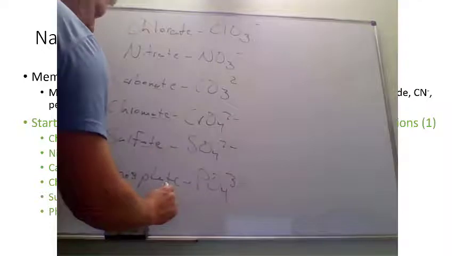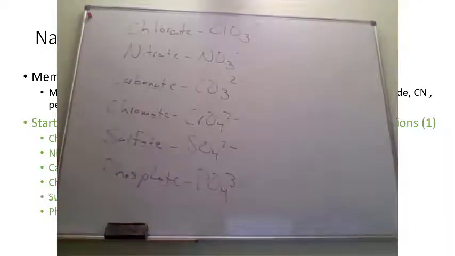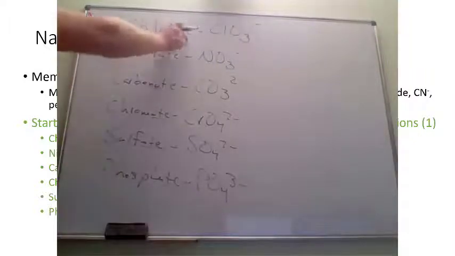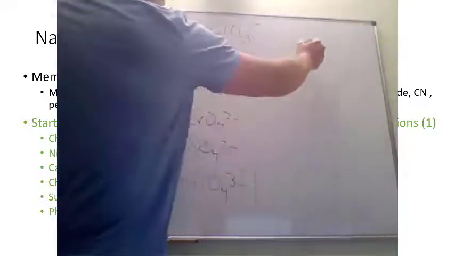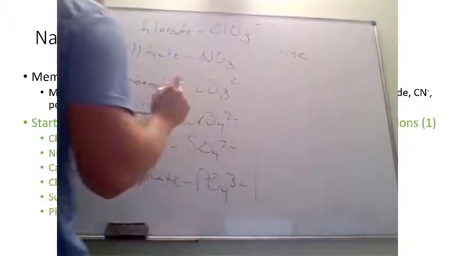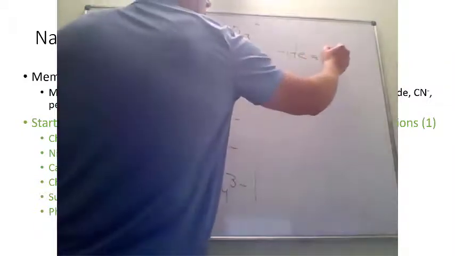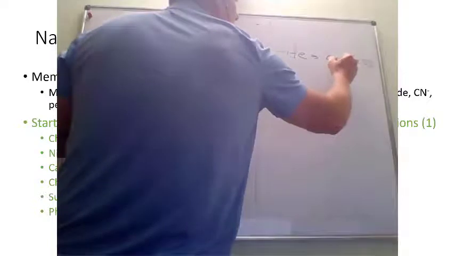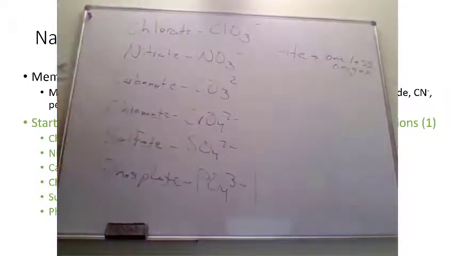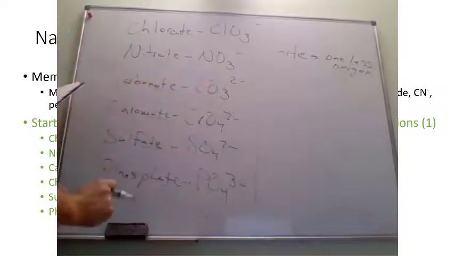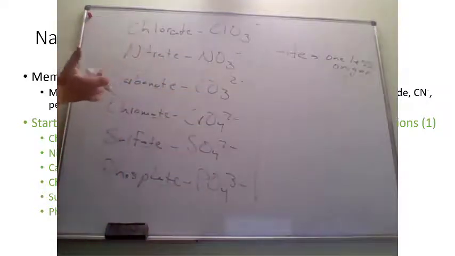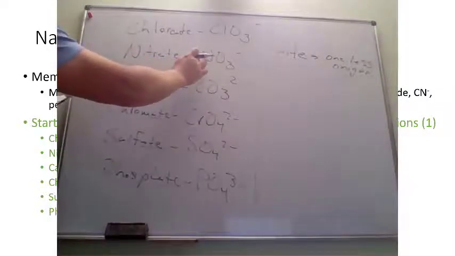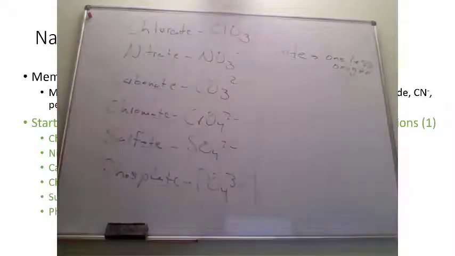And so what I'm going to say is that these ATE endings are the most common form. And so from these ATE endings, we can now adjust them in order to get the other sort of endings that we find. So if we cut off the ATE and now end with an ITE ending, what that means is we have one less oxygen. So if we rip one of the oxygens away from each of these, it would go from nitrate, NO3 minus, to nitrite, which is NO2 minus. So one less oxygen is ITE.